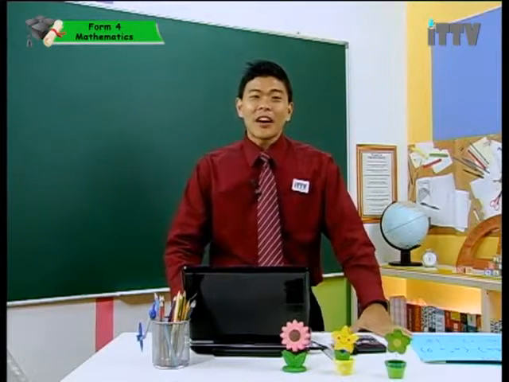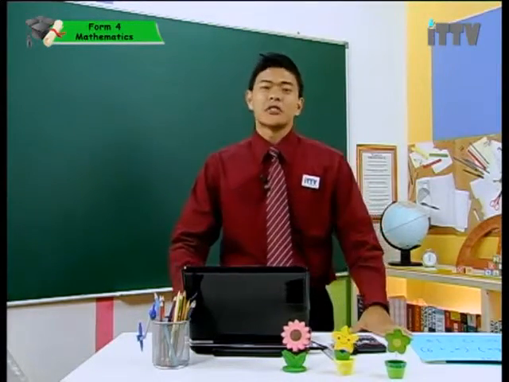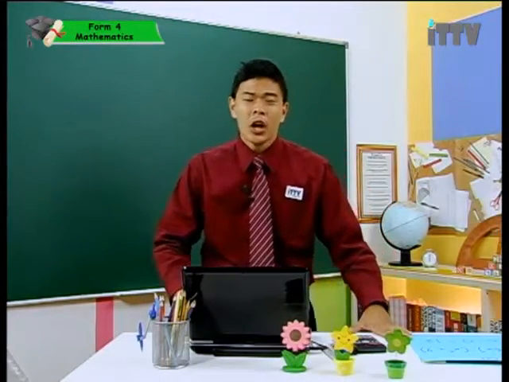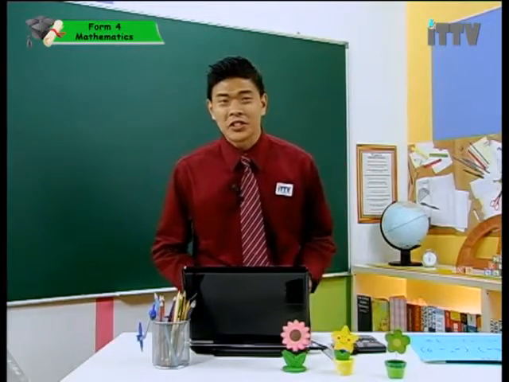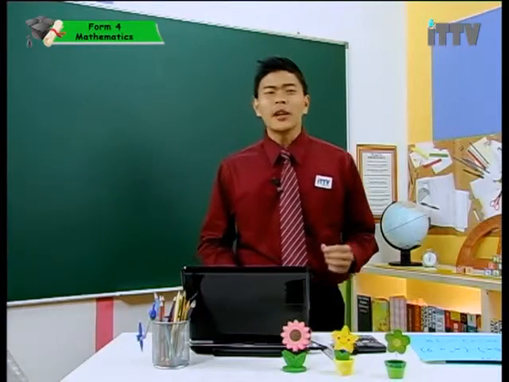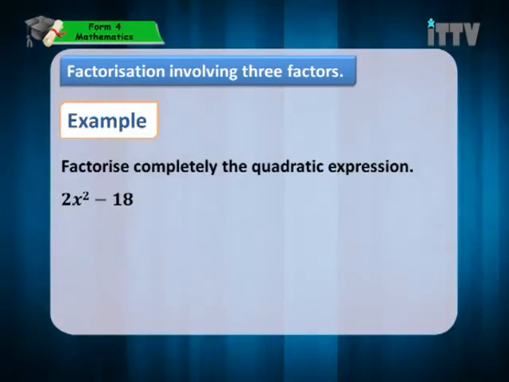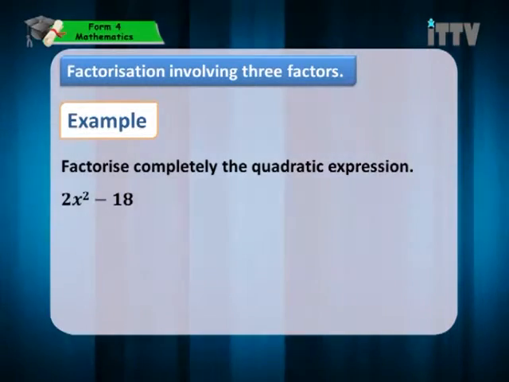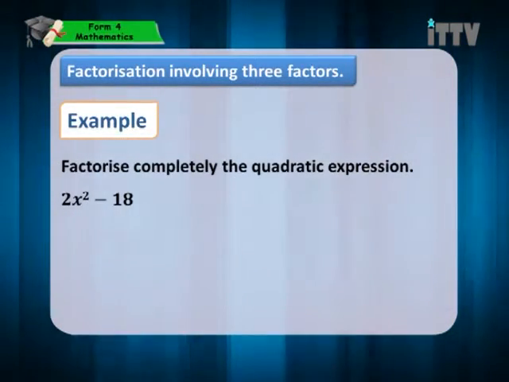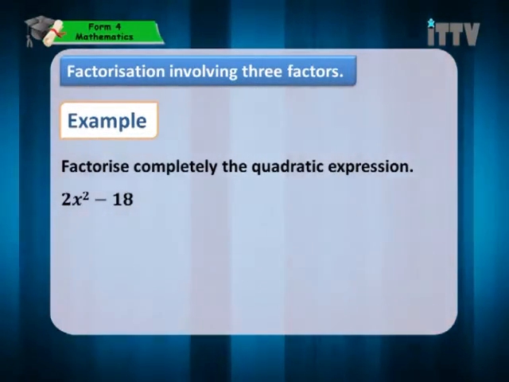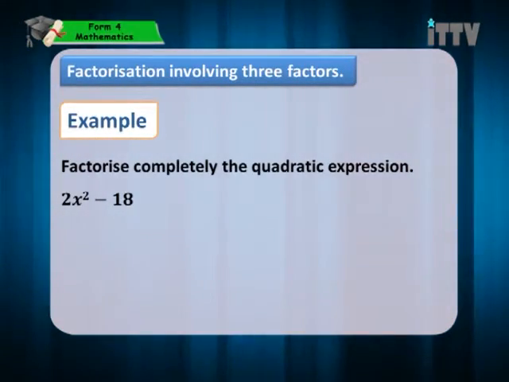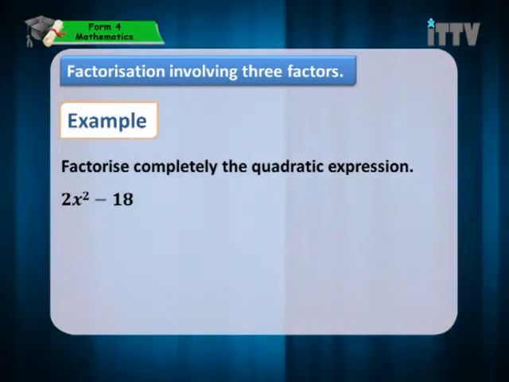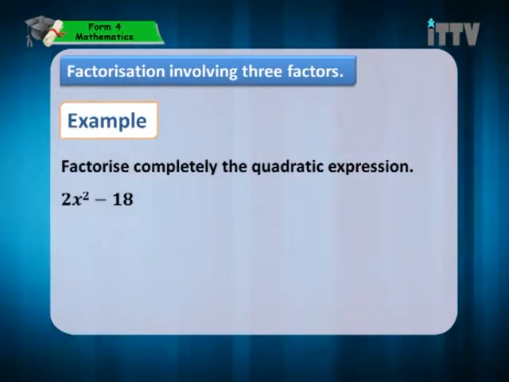Alright guys, today we have arrived at lesson 6 of our chapter 2, which is quadratic expressions and equations. We have learned how to factorize all forms of quadratic expressions, and today we'll be looking specifically at the factorization involving 3 factors. I want you to take a look at this example here. Factorize completely the quadratic expression 2x squared minus 18.